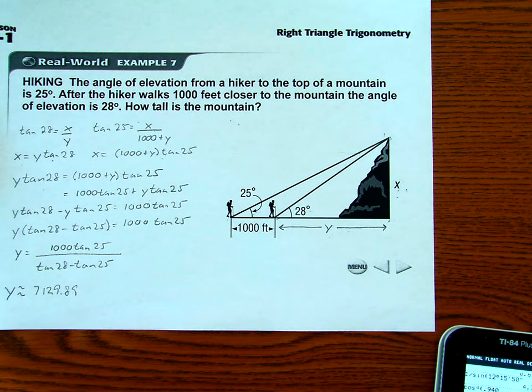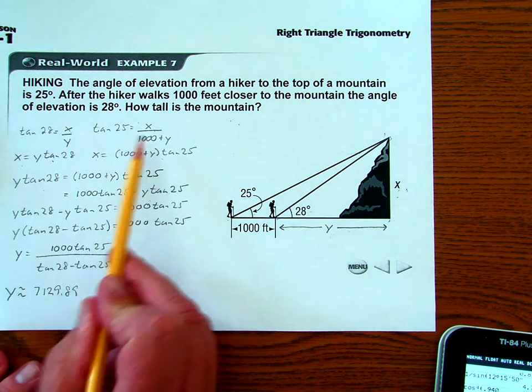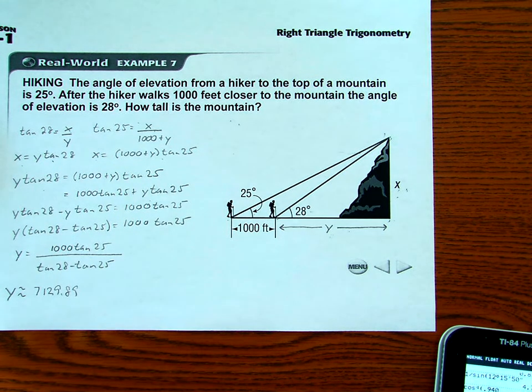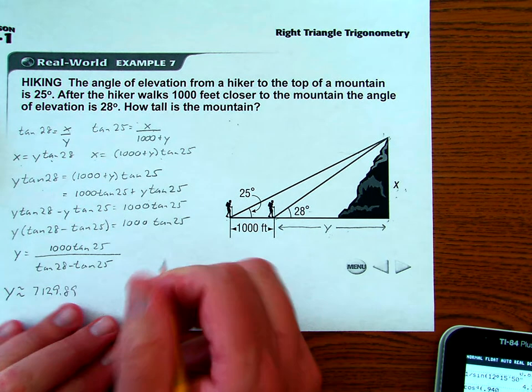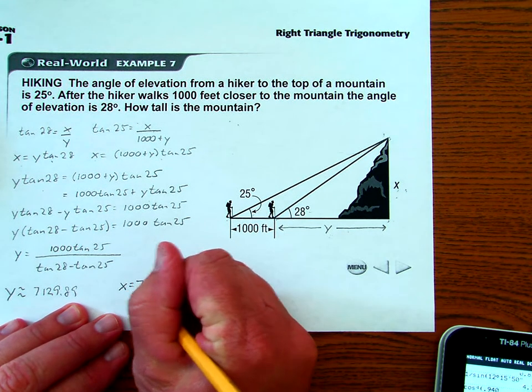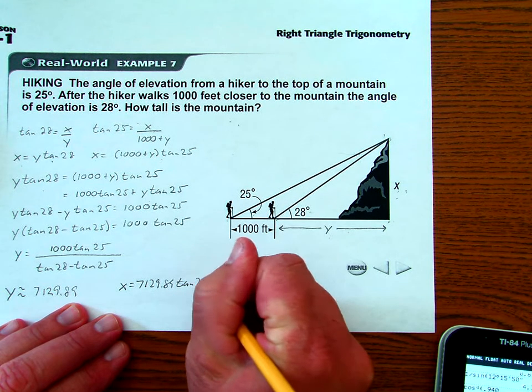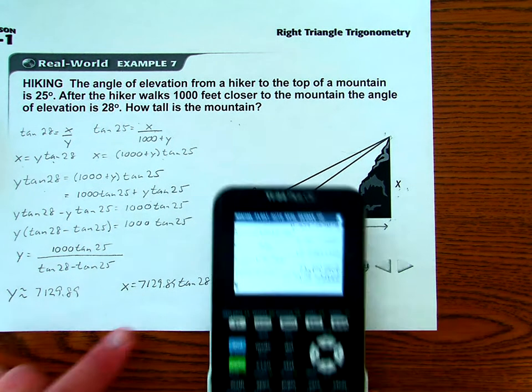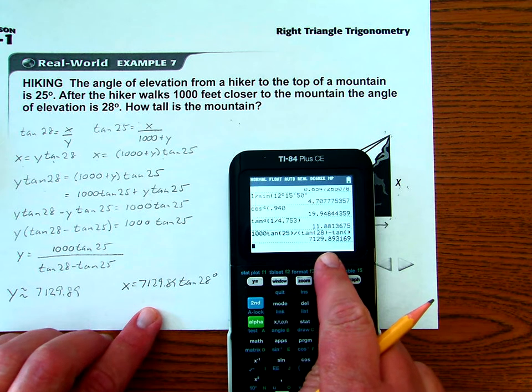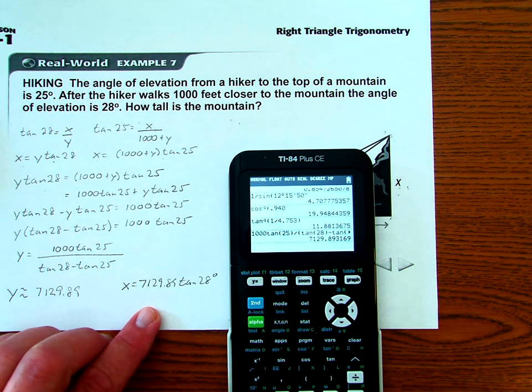So what we need to do now is take that y value and get the x value that goes with it. I can plug this number back into either equation, or one of the solved versions of these two, and then solve for the variable. The quickest, easiest one to do would be this one right here. I know x is that 7129.89 times the tangent of 28. I already have that number left over in my calculator from the last step, so I can just multiply that times the tangent of 28.